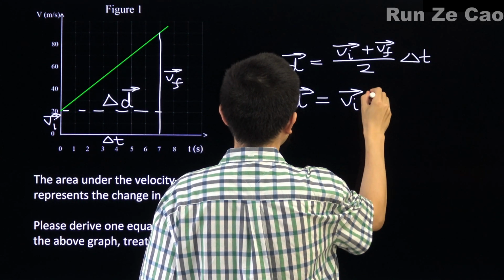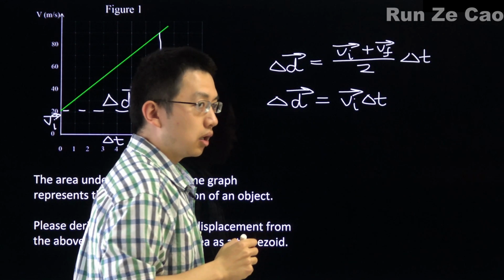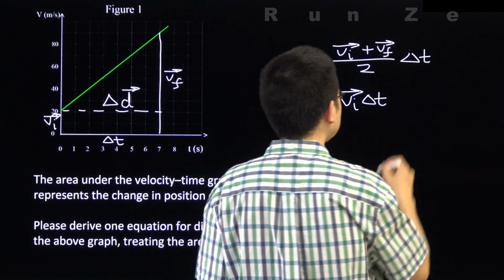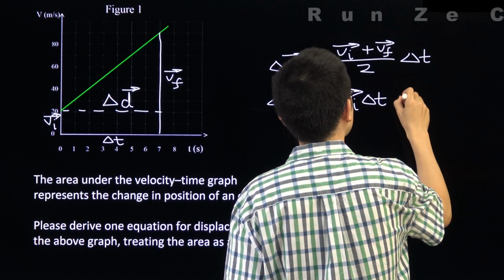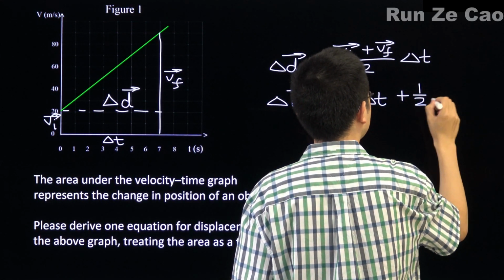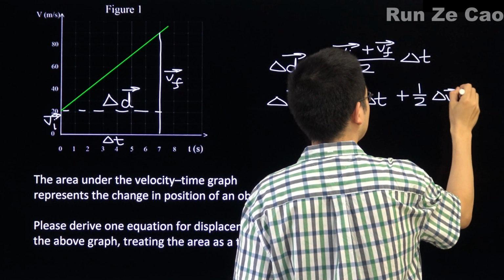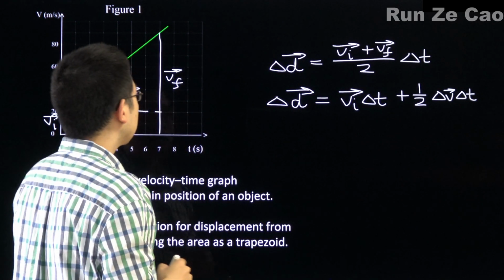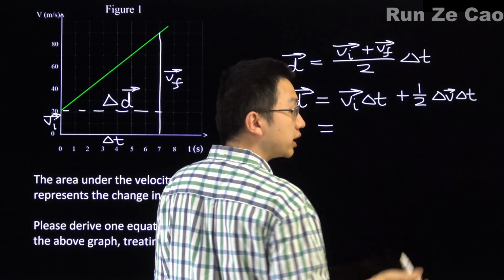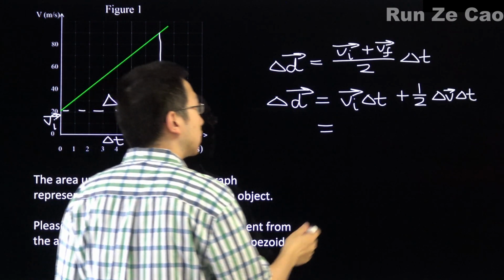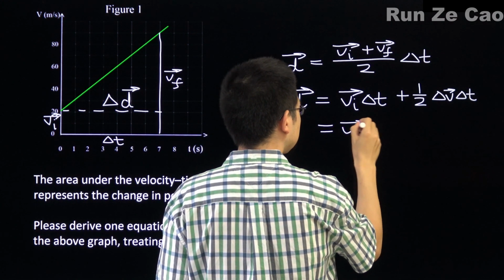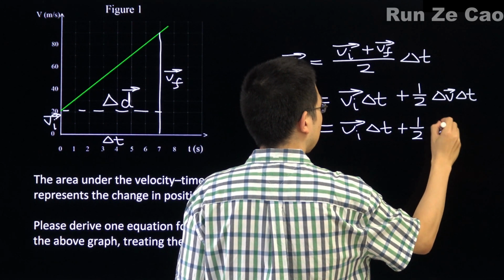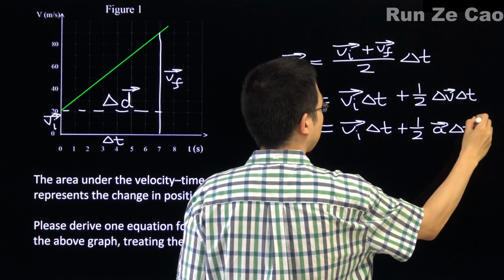This should look familiar because we covered this already before. Plus what? Well, we have the change in velocity, which gives 1/2 delta V delta t. Now we know the change in velocity is equal to acceleration times time. So this would give us V initial delta t plus 1/2 acceleration times delta t squared.